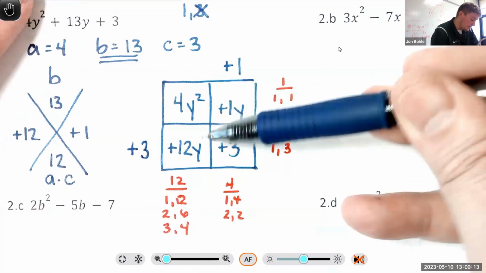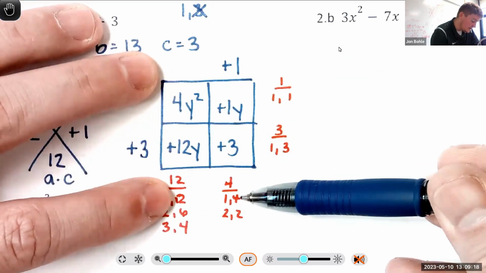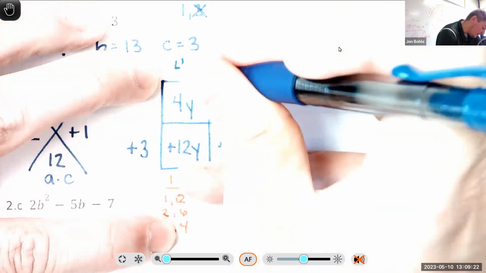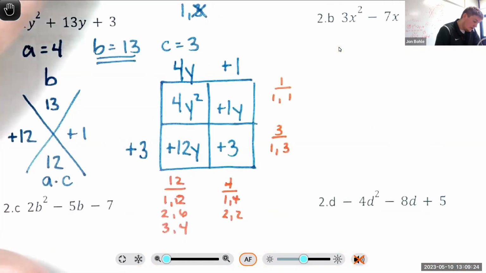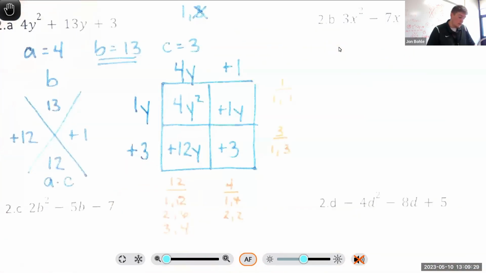Okay, now we're going to do these two between 4y squared and 12y. The biggest number here is 4, and 4 is also in this list. So the greatest common factor is going to be 4y. The greatest common factor between 4 and 1 is 1, and then y because they each have a y.